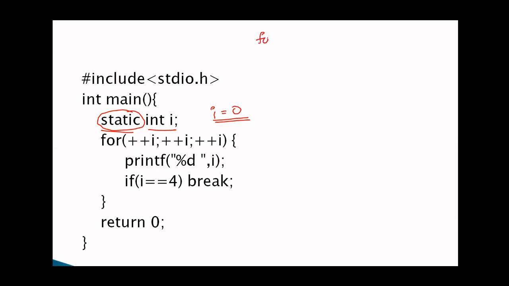What happens within the for loop? Again, I will revisit the concept of the for loop: for (initialization; condition; update) { body }. This is the syntax of the for loop. First, it performs initialization. After initialization, it checks the condition. This is the first step, and this is the second step. If the condition is true, execute the body.